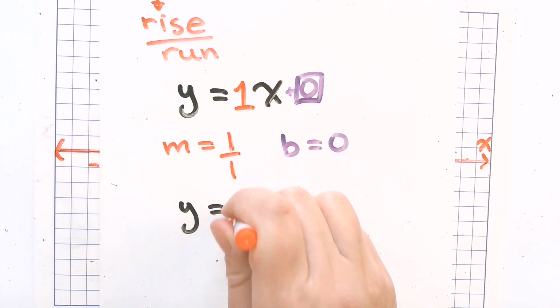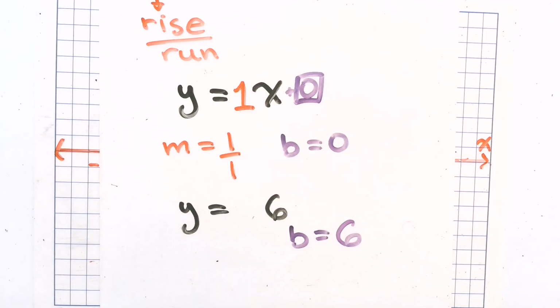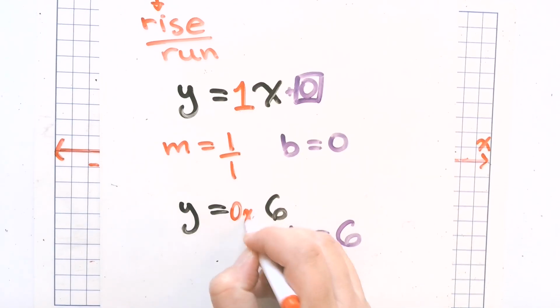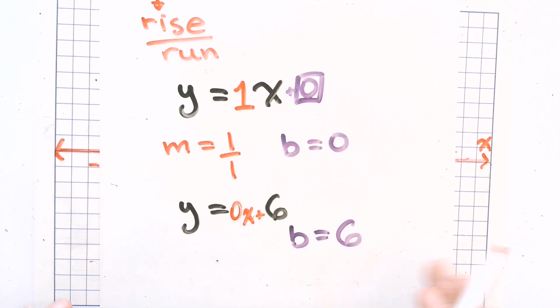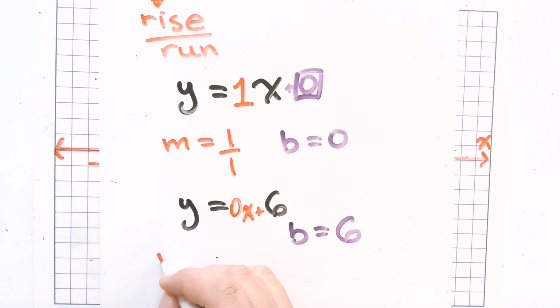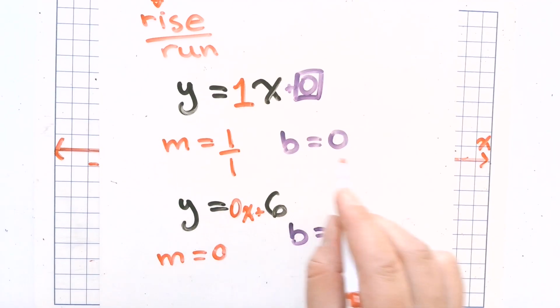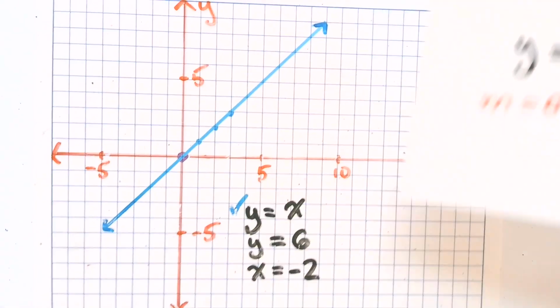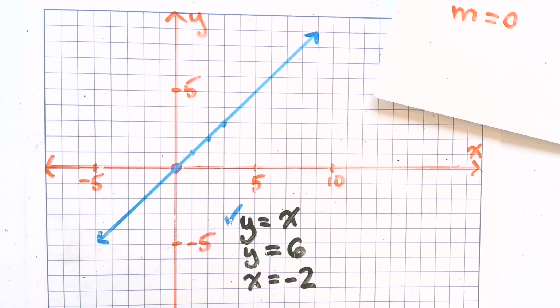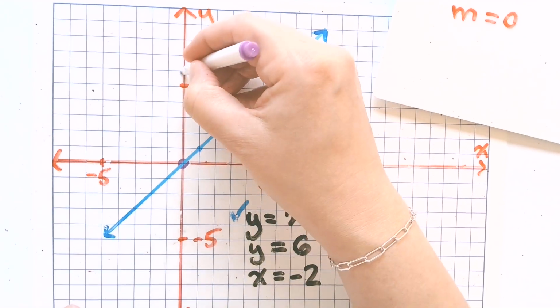If I don't have an x or anything in front of x, you can think of it as 0x, right? I don't have an x, so I'm thinking of multiplying it by 0. That means that my slope is 0. If my slope is 0, it's going to be just a horizontal line, going left to right without going up or down. So this is what that looks like. My y-intercept is 6 right here.